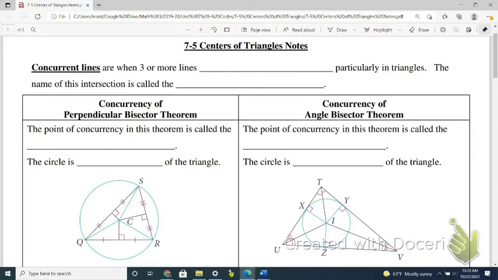Good morning. Today we're going to talk about 7-5 centers of triangles. Concurrent lines are when three or more lines intersect at a single point, particularly in triangles. The name of the intersection is called the point of concurrency.